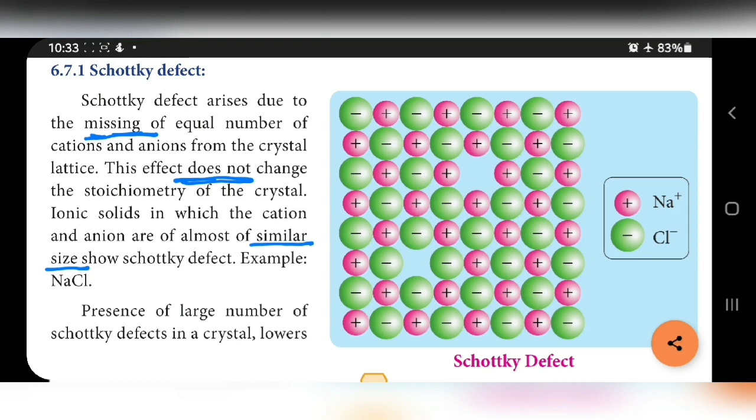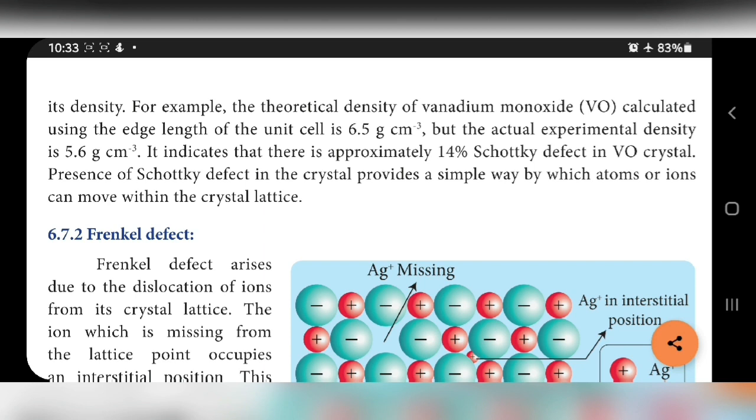Presence of a large number of Schottky defects lowers the density of the crystal. For example, the theoretical density of vanadium monoxide, VO, V meaning vanadium and O oxygen, calculated using the edge length of a unit cell is 6.5 gram per centimeter cube, but the actual experimental density is 5.6 gram per centimeter cube.